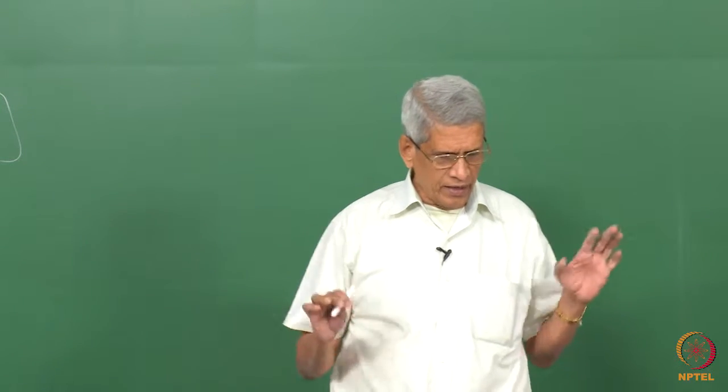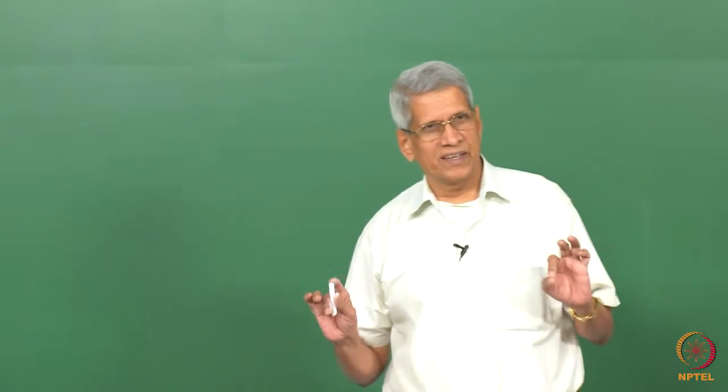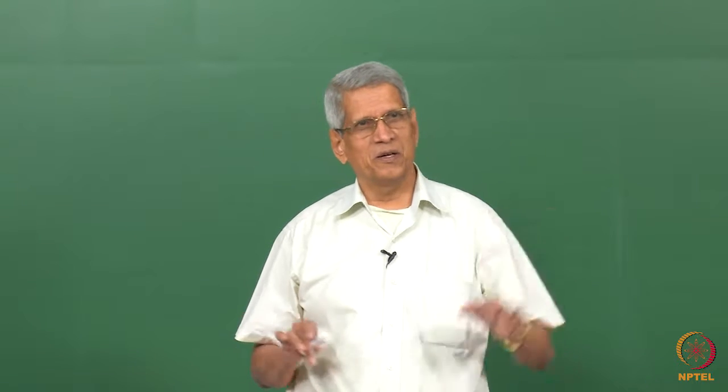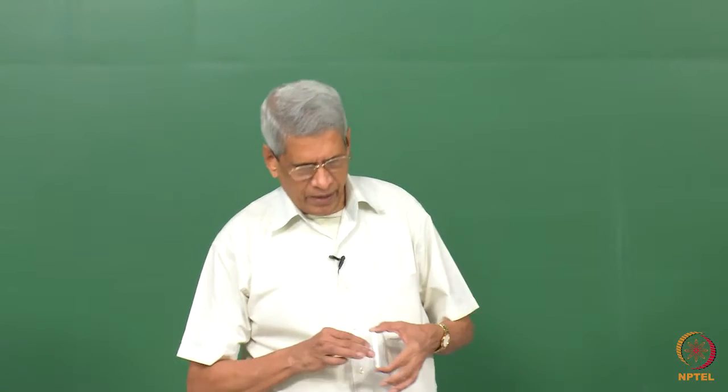So these are all the various types of interactions which point defects can have with dislocations. Is it clear? Okay.